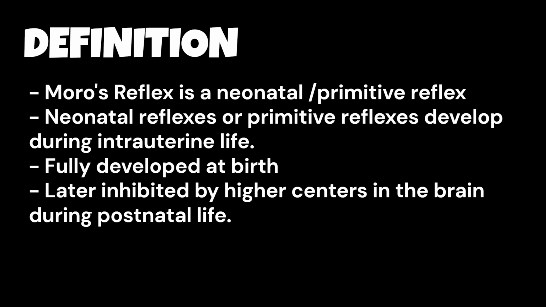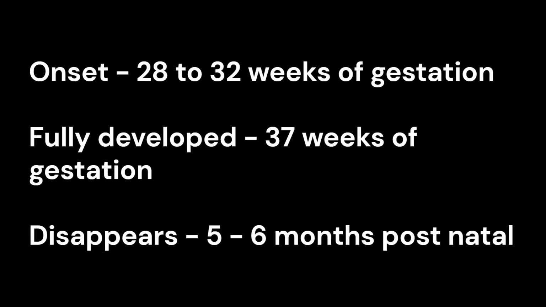What that means is that this reflex will develop in the child during the intrauterine life, and then it will be completely and fully present at birth, and it will be fully developed when the child is born, and later it gets inhibited by the inhibitory actions of the higher centers in the brain during the postnatal life of the child. The onset of Moro's reflex is at 28 to 32 weeks of gestation.